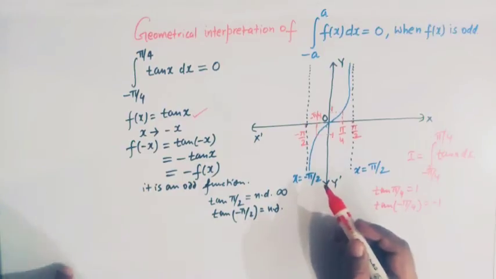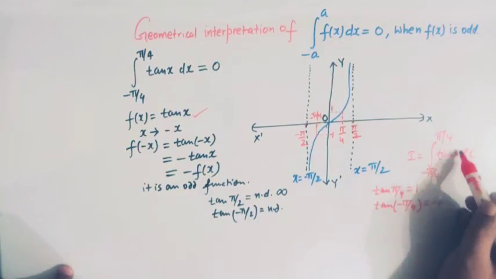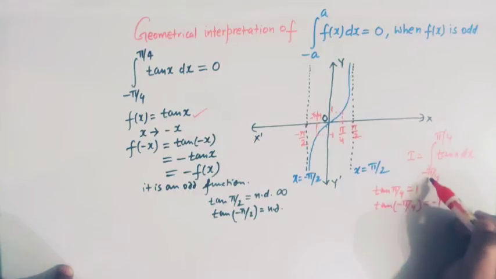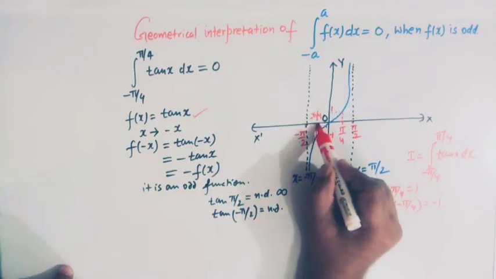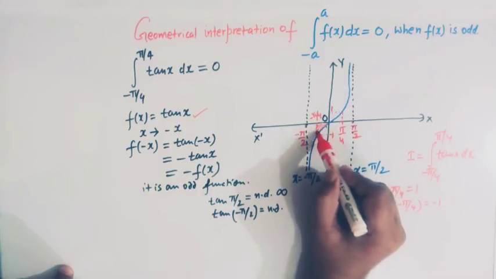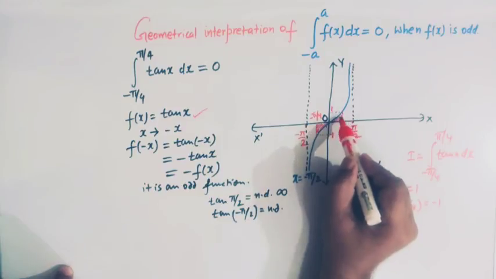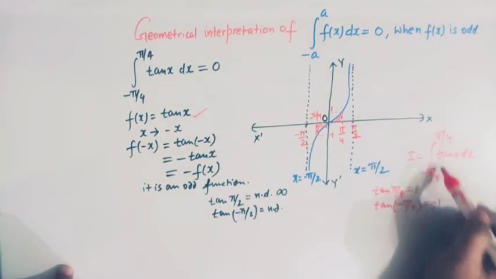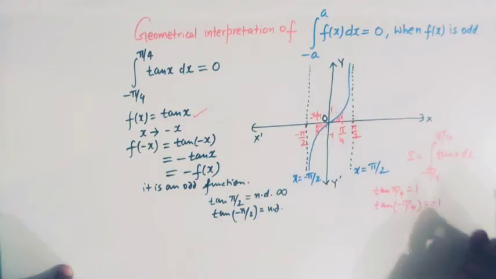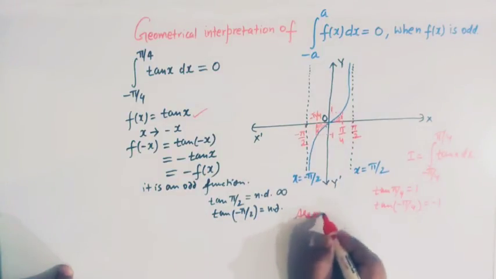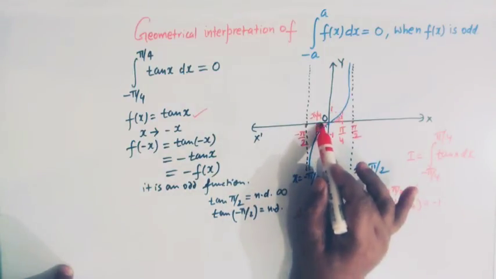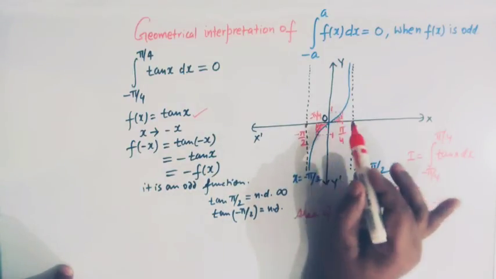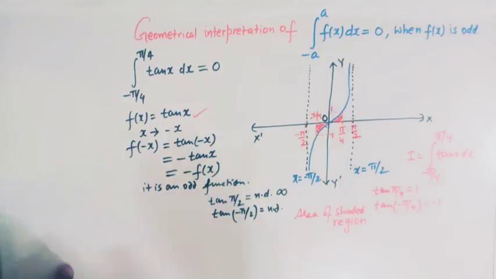So it implies that when we integrate this function tan x from minus pi by 4 to pi by 4, it means we have to find this area, right? This shaded area. So evaluating this integral means to find the area of the shaded region, right? And here we see that this area is equal to this area.